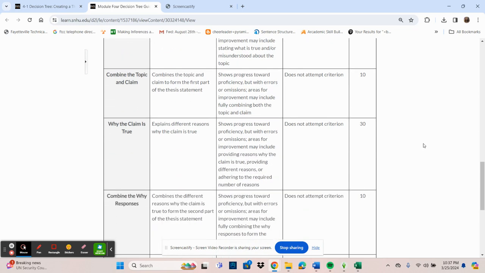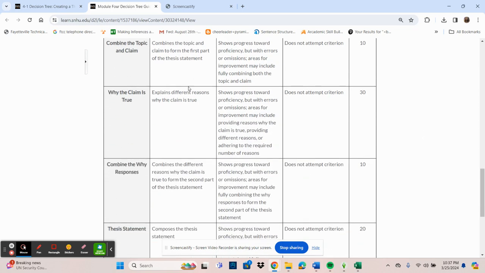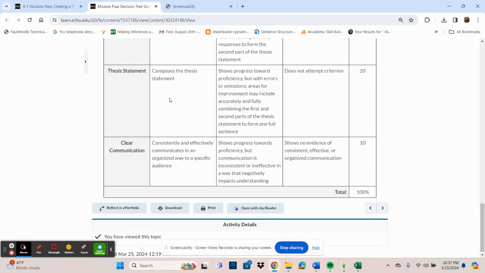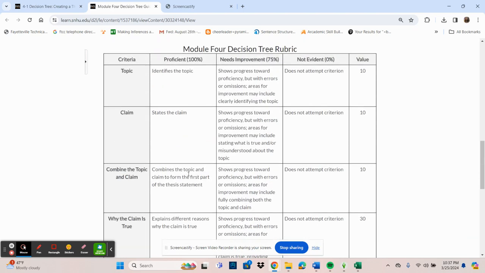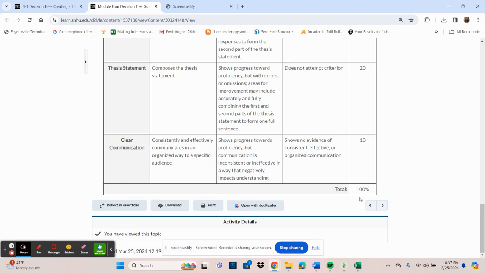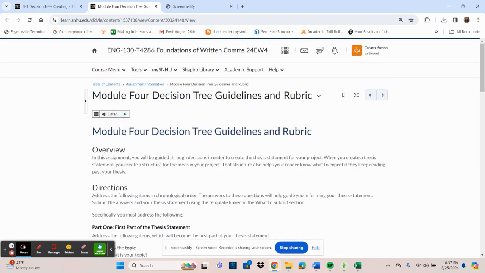For combining the claim and the topic, 10 points. For giving your three reasons, 30 points. That's 10 points per reason. For combining the why responses, you get 10 points. For having your thesis statement completed, the whole thesis, 20 points. And then for communicating consistently in an effective, organized way, you get 10 points for that. So the template breaks everything down. And if you do what you're being asked to do, it is very easy to earn 100% on this assignment.